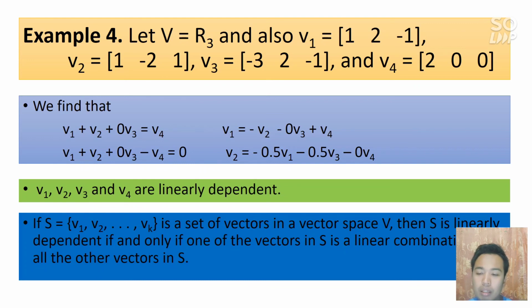If S is a set of vectors in a vector space V, then S is linearly dependent if and only if one of the vectors in S is a linear combination of all the other vectors in S.